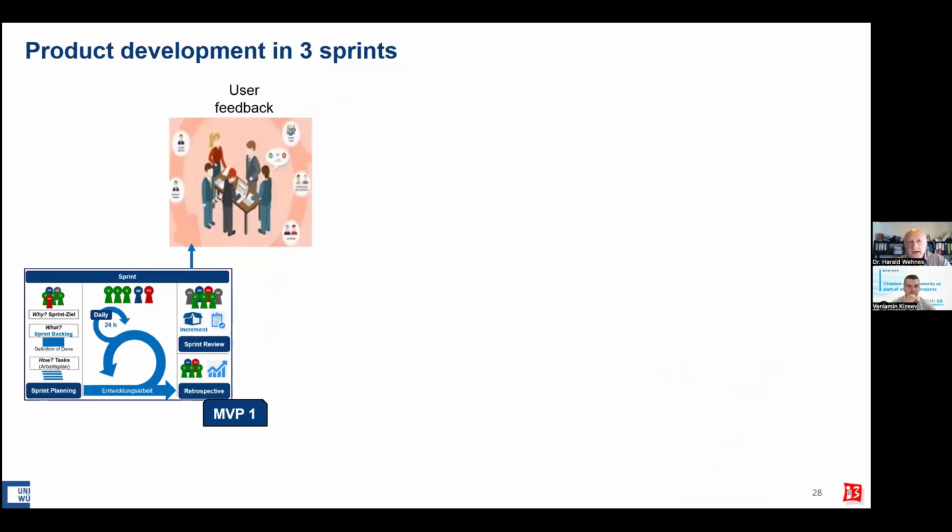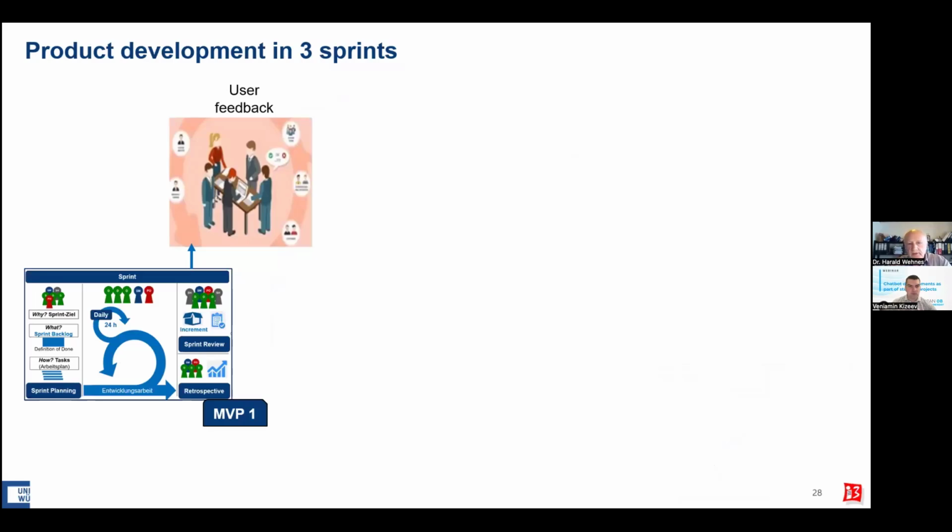The product development is always done in 3 sprints. Some years ago, I had only 2 sprints, but I switched to 3 sprints. It's more productive to get a faster feedback. It's more like lean project management.